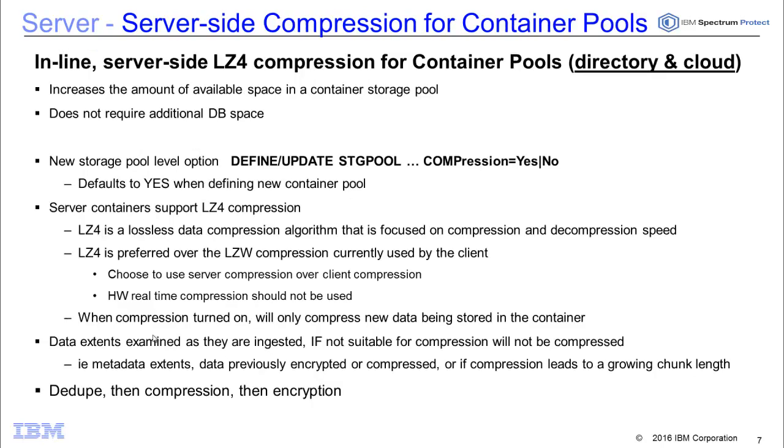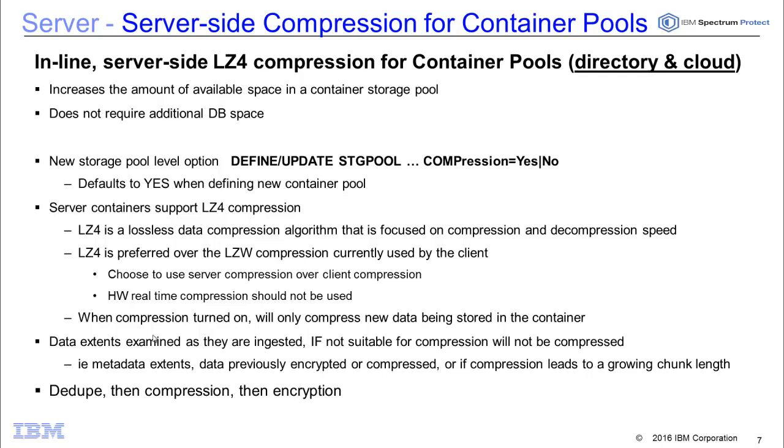So what I just talked about is in 7.1.5, we introduced the ability to define a container storage pool for a Cleversafe object storage. You'll utilize the S3 protocol, and it can be either on-premise, off-premise, or a hybrid solution. What we're going to talk about now is a new feature on inline server-side LZ4 compression for your container storage pools. And this would be for both directory and cloud container storage pools.